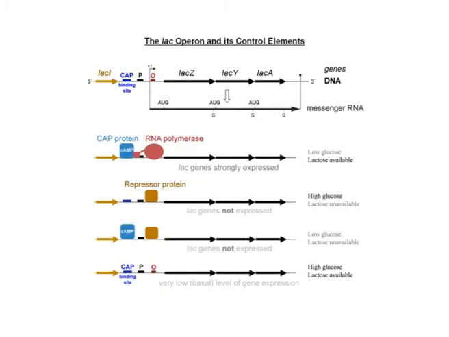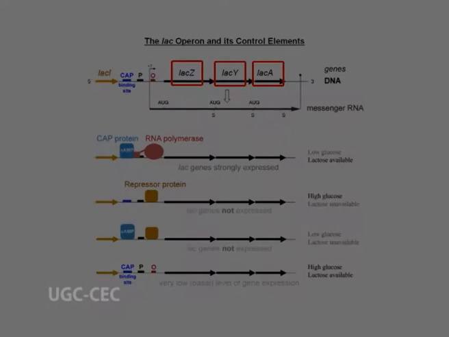The structure of the LAC operon contains a CAP binding site, promoter, operator and three structural genes. The three structural genes are LAC-Z, LAC-Y and LAC-A. The gene LAC-Z encodes beta-galactosidase, which is an enzyme that cleaves the disaccharide lactose into glucose and galactose.